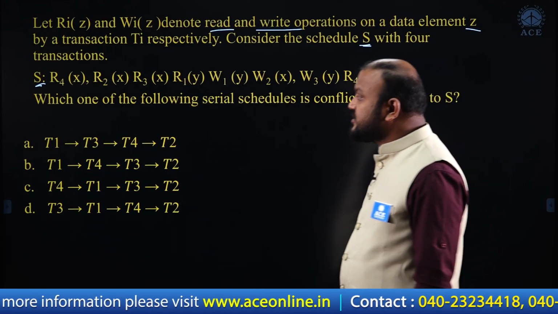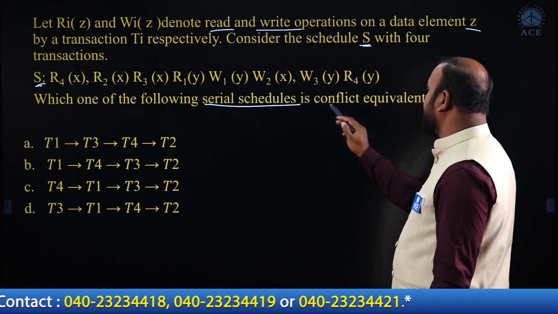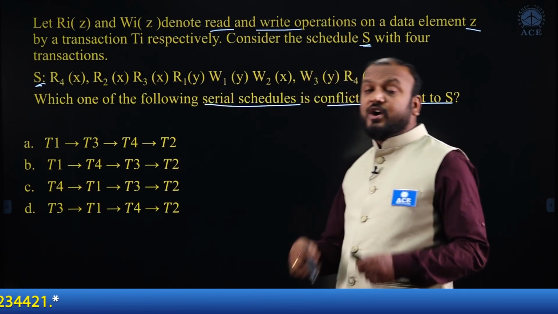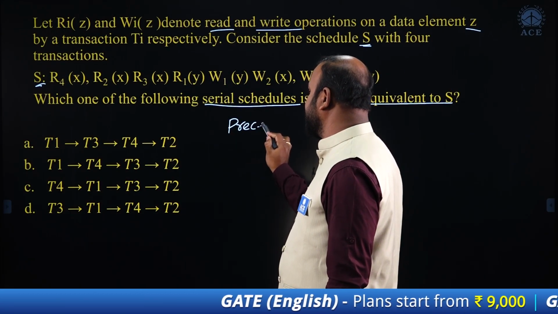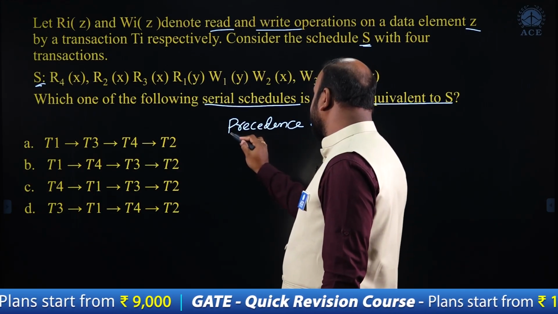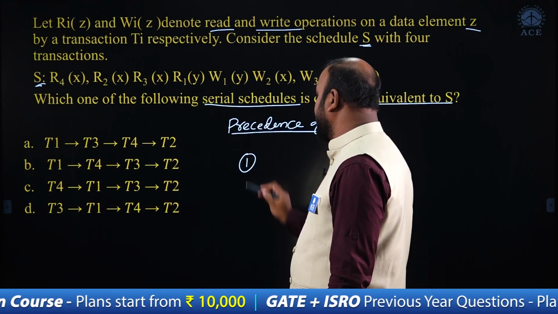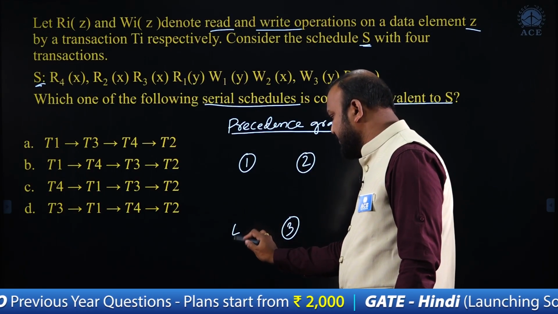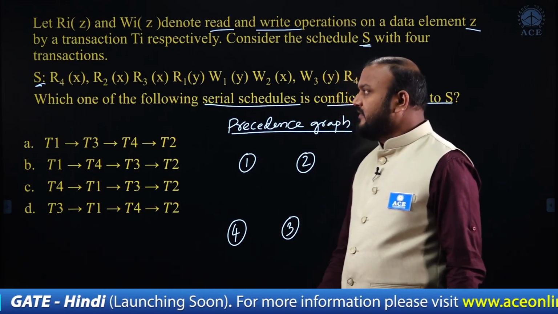Now the question is, which one of the following serial schedules, these are the serial schedules given, is conflict equivalent to S? How do we find it? Simple. We have to construct a precedence graph for the schedule so that we can easily answer the question. Now in a precedence graph, we have one vertex for each transaction. 4 transactions, so I am going to have 4 vertices: 1, 2, 3, 4. Look, we have to draw an edge for each conflict operation.